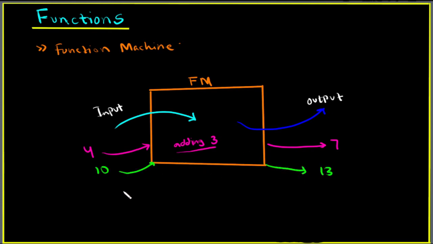So just like that, let's say I can add a -5 into the function machine, and it would give me a -2, right? So you can see whatever input I'm adding, the output is dependent on that, right? And the function of this machine is to add 3.